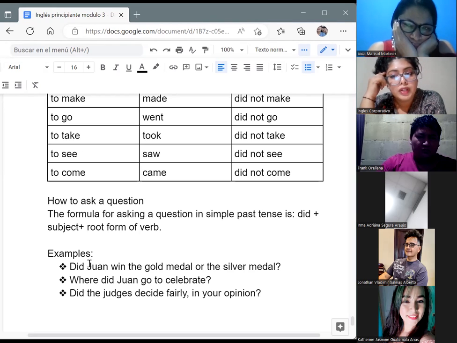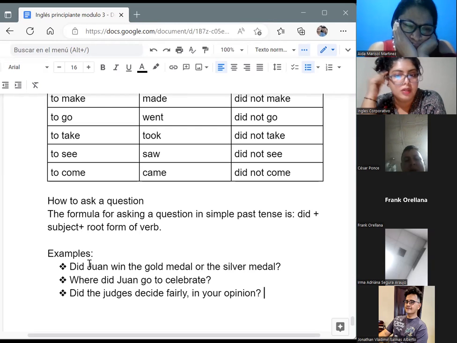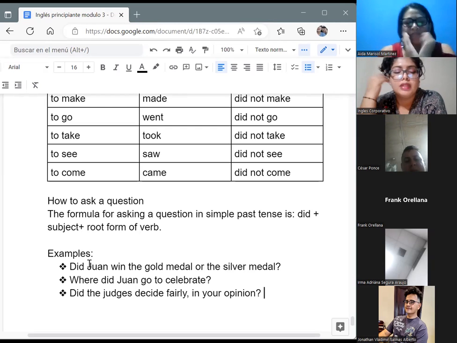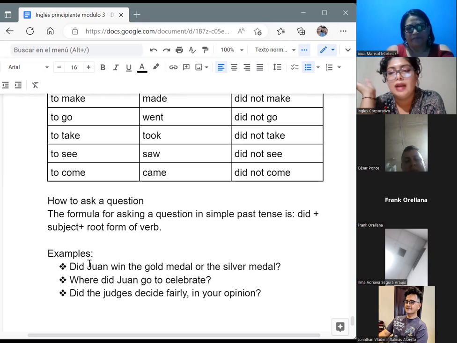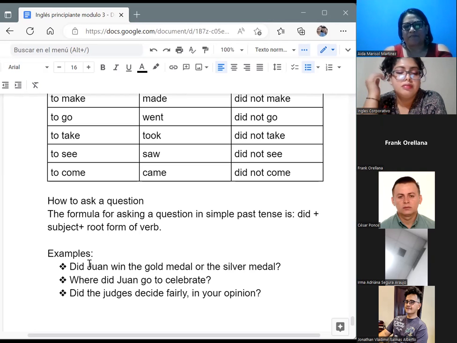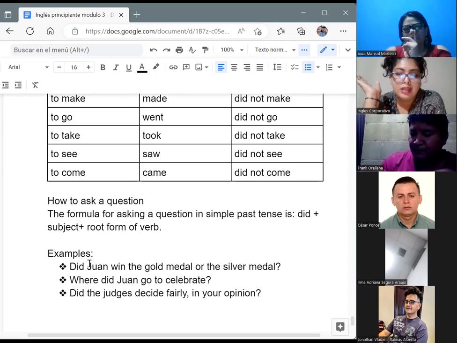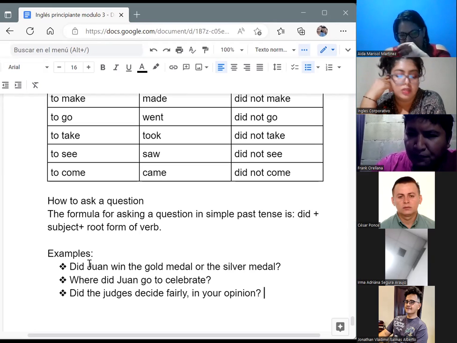So we have three different questions and the first one said, did Juan win the gold medal or the silver medal? ¿Ganó Juan la medalla de oro o la medalla de plata? Where did Juan go to celebrate? ¿A dónde fue Juan a celebrar? And did the judge decide fairly in your opinion? En este caso es preguntar, ¿verdad? Si los jueces decidieron de una manera buena en tu opinión o fue una buena decisión.